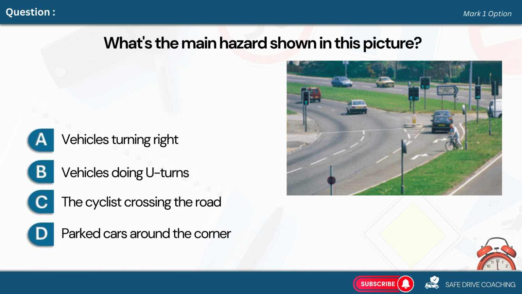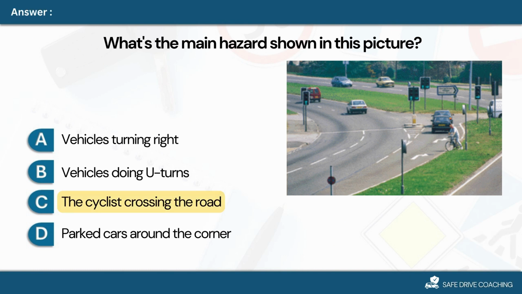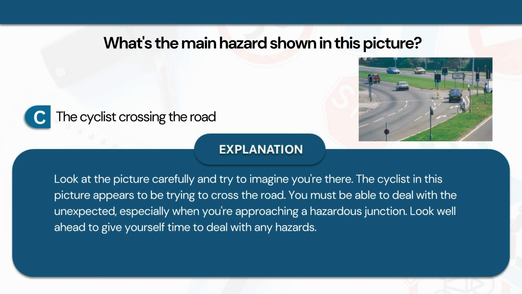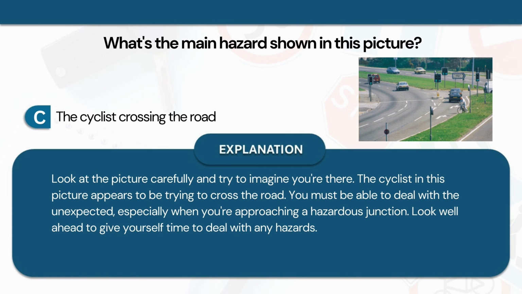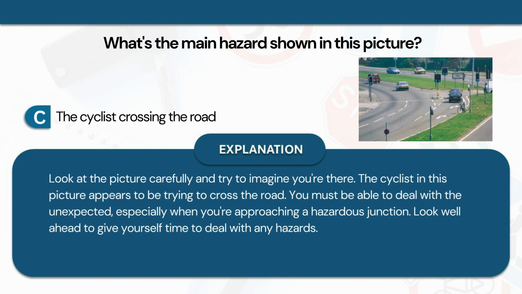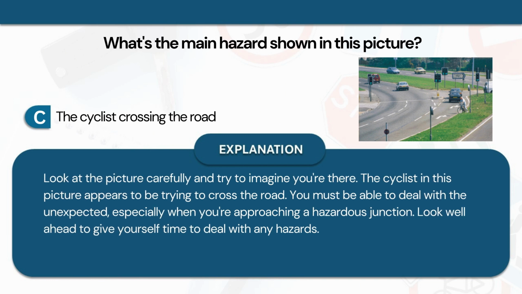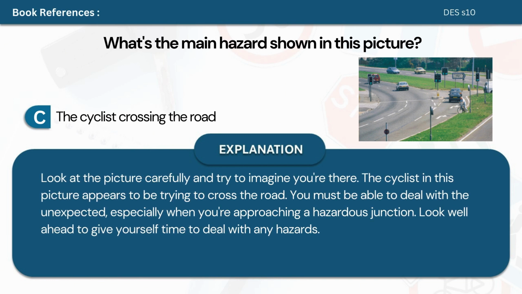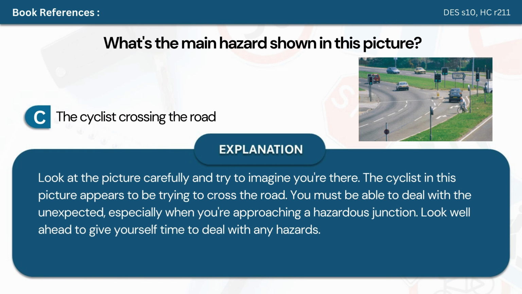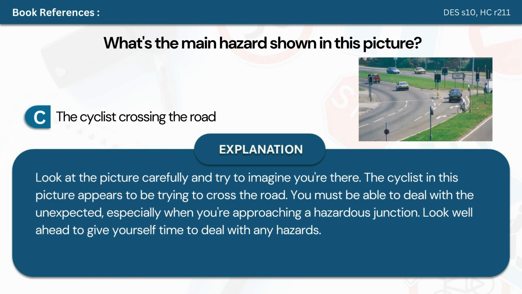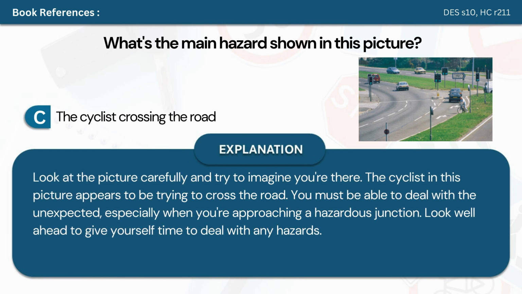The correct answer is C. The cyclist crossing the road. Look at the picture carefully and try to imagine you're there. The cyclist in this picture appears to be trying to cross the road. You must be able to deal with the unexpected, especially when you're approaching a hazardous junction. Look well ahead to give yourself time to deal with any hazards.